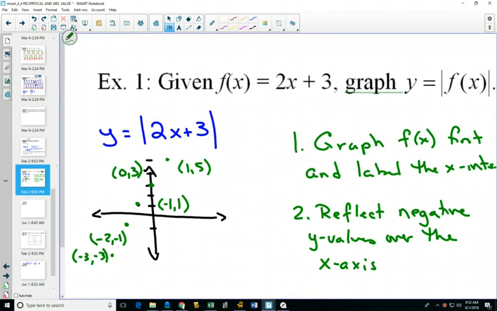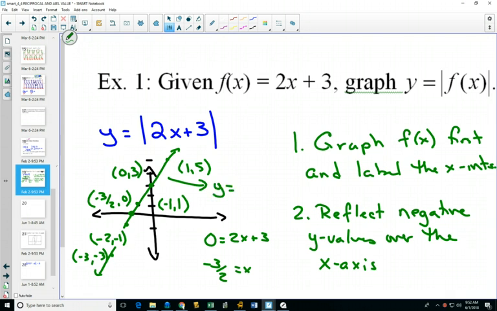If we wanted to label our x-intercept, obviously this makes a straight line, but to label our x-intercept, how do we find an x-intercept? We set y equal to 0. So negative 1.5, 0 is our x-intercept. Now I labeled a lot of points on our graph. So we've graphed f of x first. This green graph here is y equals 2x plus 3.